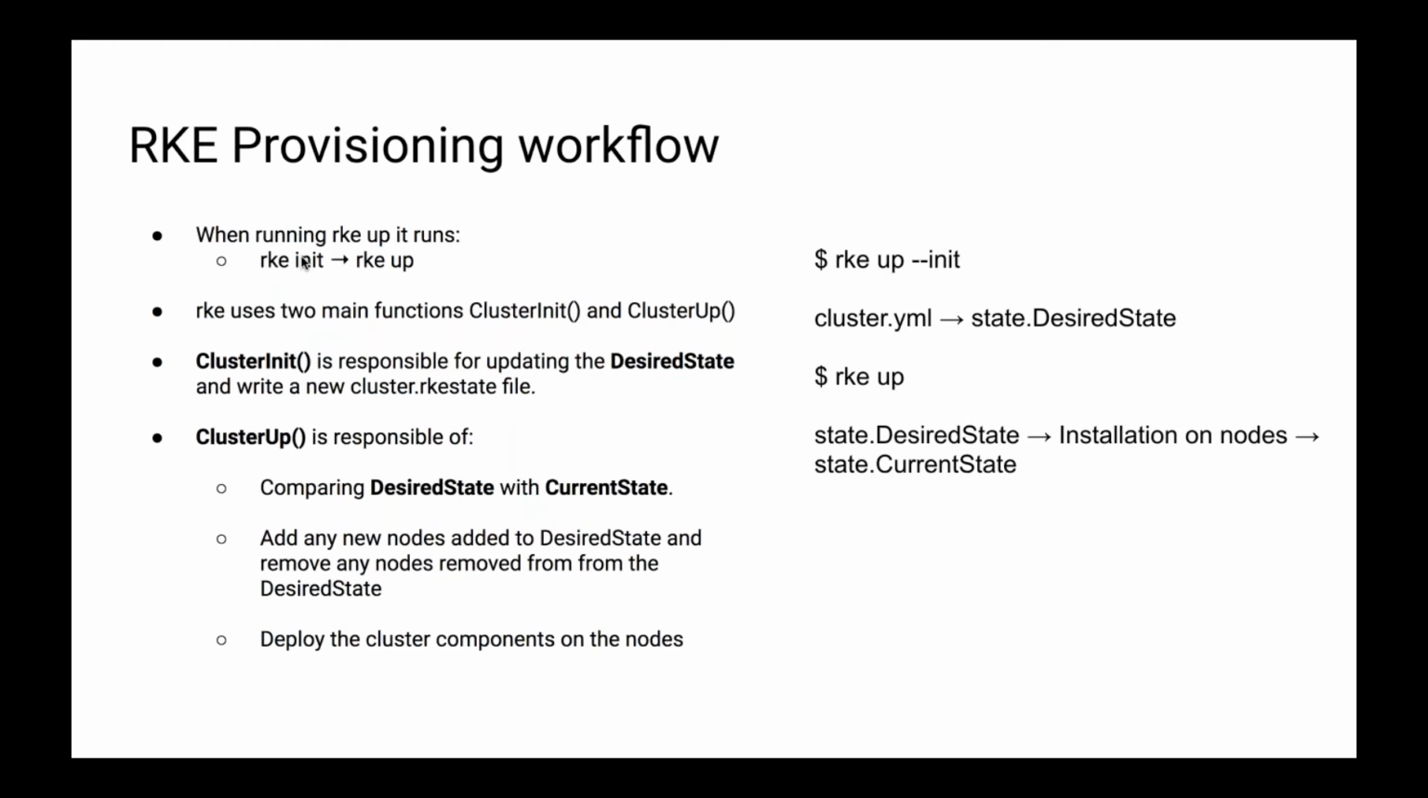After that, cluster up compares the current state file with the desired state file, and if it finds a difference, it applies this difference on the cluster and updates the current state with the new state of the cluster. So basically, when you run RKE up init, it translates the cluster YAML to the desired state, and when you run RKE up, it takes this desired state and installs it on the nodes and updates the current state.